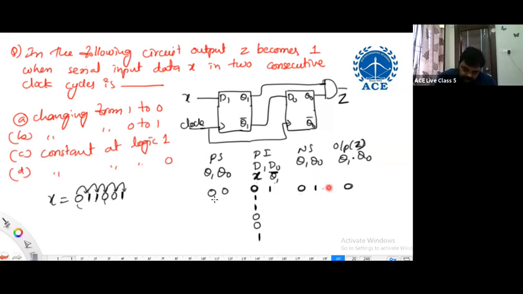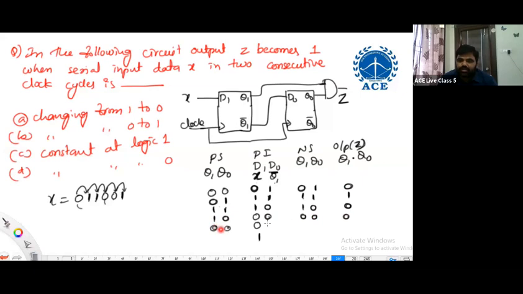Now 0 1 becomes the present state. Then Q1 bar, 0 bar is 1. The next state is 1 1. The output is 1. The 1 1 becomes the present state again. Q1 bar, 1 bar is 0. Then the next state is 1 0. The output is 0. That 1 0 becomes the present state. Then Q1 bar, 1 bar is 0. The next state is 0 0. The output is 0.